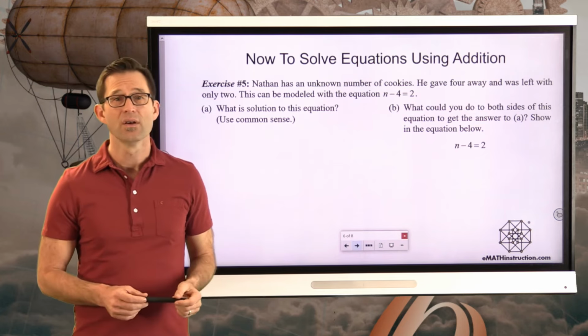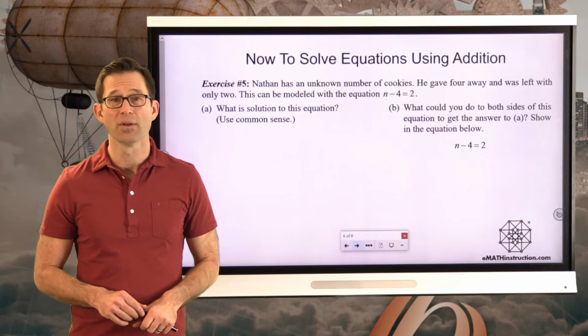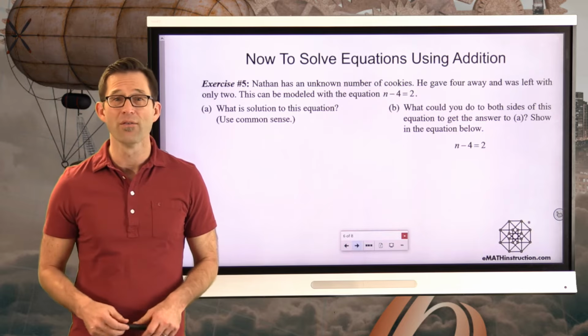Letter A asks us, what is the solution to this equation? Use common sense. Pause the video now and write down what the value of n is.